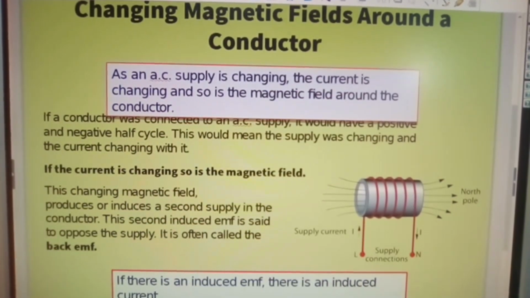Now, changing magnetic fields around a conductor.